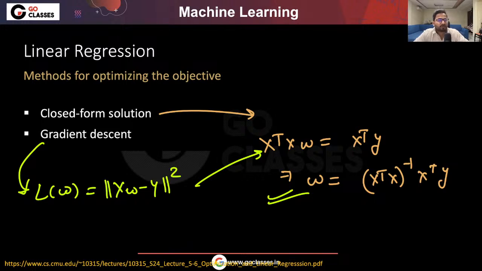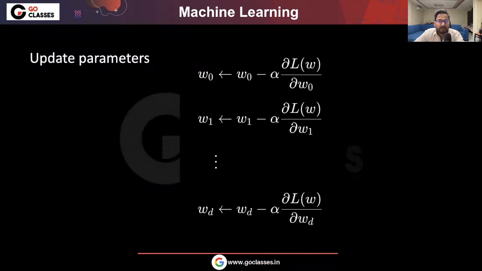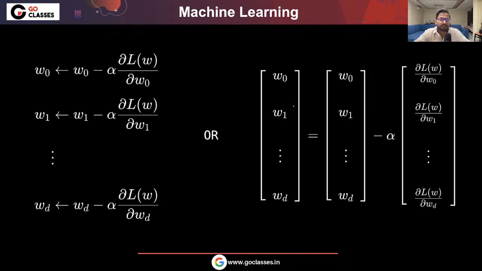But we can also solve using gradient descent. Let's just see. Basically we will be updating our w, and since there are many w's, we will be updating w naught, w1 like this. Let's suppose there are wd, then we will be updating each of these w's like this. Or in other words, we will be updating the vector.